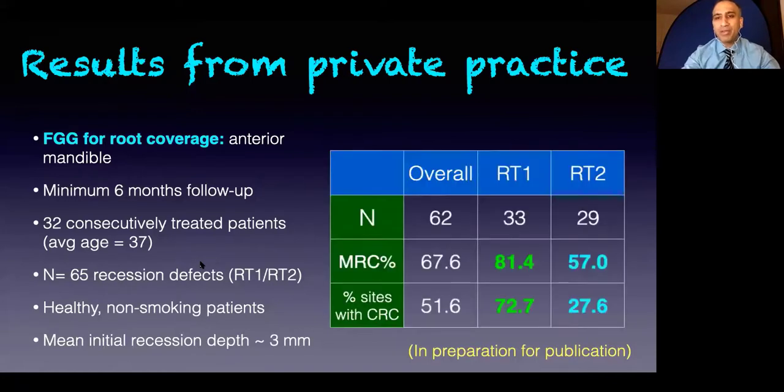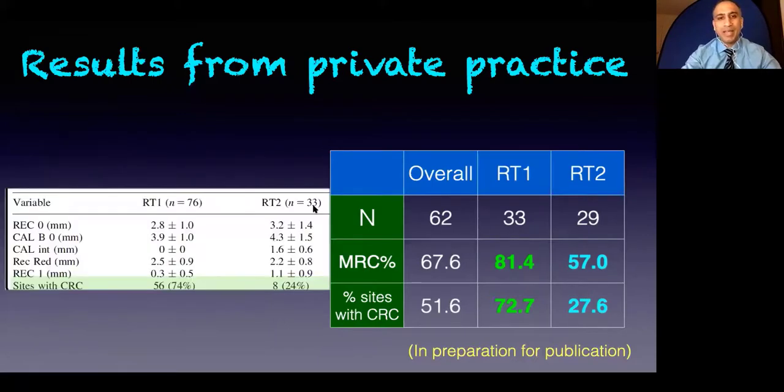And what we found so far, which is pretty interesting, is that the mean root coverage for RT1 recession defects is about 80%, but sites with complete root coverage is about 73%. And for an RT2, as expected, it's much lower than that. But what's interesting about this is when I look at Cairo's validity study, it's quite similar in terms of the mean root coverage for RT1 and for complete root coverage.